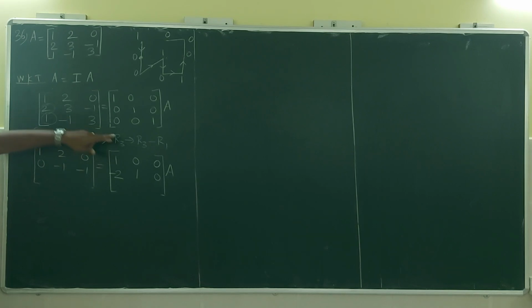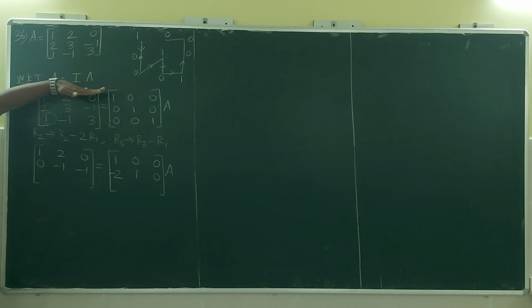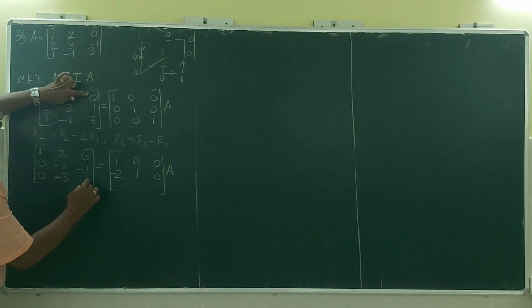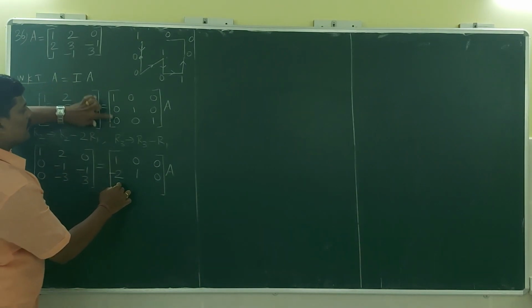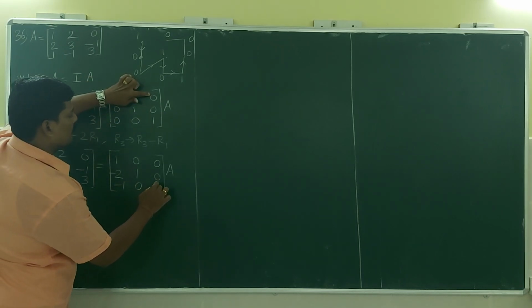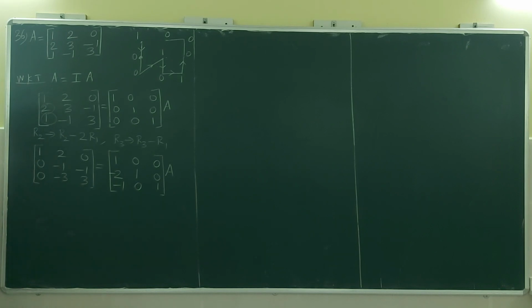Now look at the third operation. What is the operation? I am replacing row 3 with row 3 minus row 1. So 1 minus 1, 0. Minus 1 minus 2, minus 3. 3 minus 0, 3. Then 0 minus 1, minus 1. 0 minus 0, 0. 1 minus 0, 1. Understood? I am taking a slow pace. Just listen carefully.